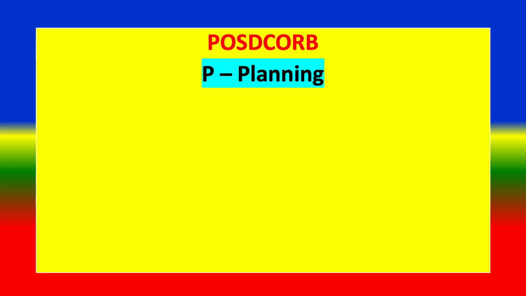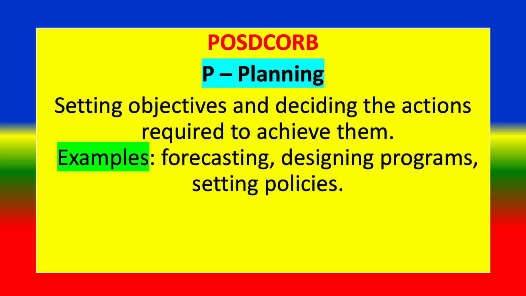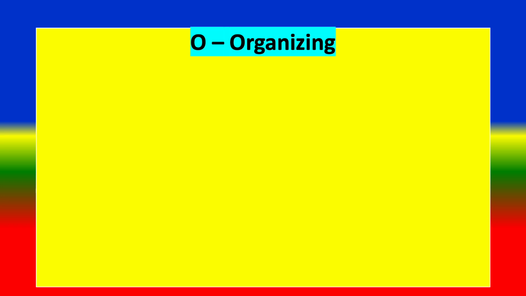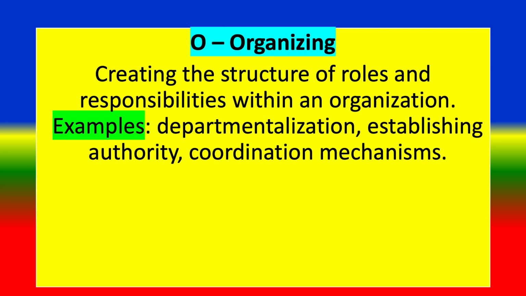POSDCORB. P means planning: setting objectives and deciding the actions required to achieve them. Examples: forecasting, designing programs, setting policies. O, Organizing: creating the structure of roles and responsibilities within an organization. Examples: departmentalization, establishing authority, coordination mechanisms.